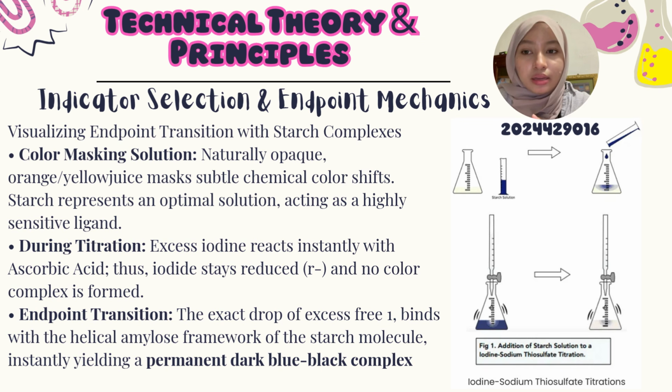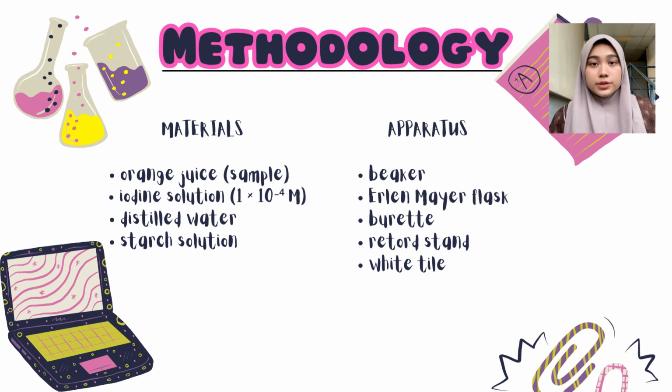Once all the ascorbic acid has been completely consumed, the next drop of excess iodine remains free in the solution and reacts with starch. This forms a permanent dark blue-black starch iodine complex, indicating that the endpoint has been reached. Therefore, the appearance of the blue-black color confirms the completion of the titration and allows the vitamin C content to be determined accurately.